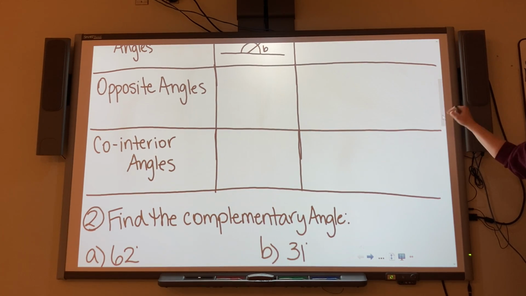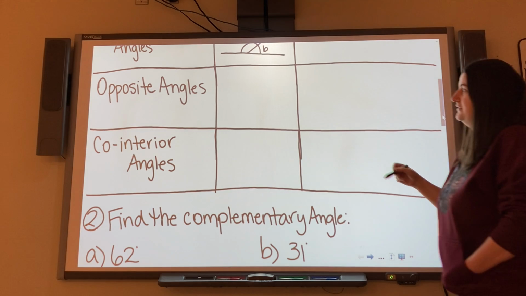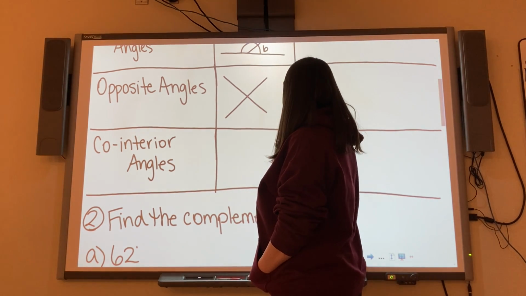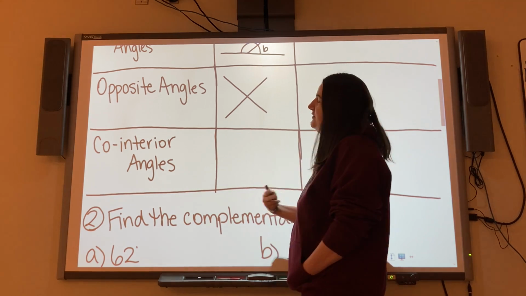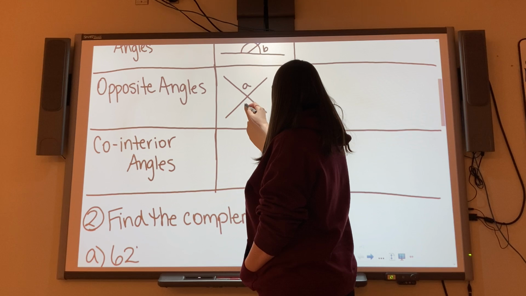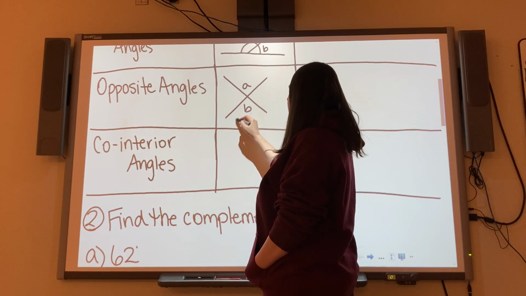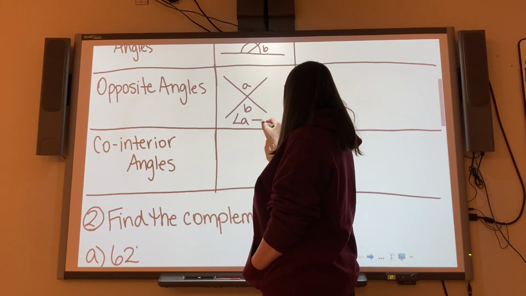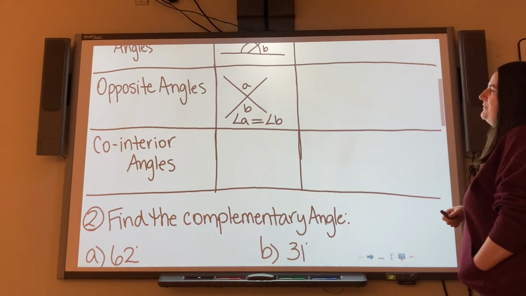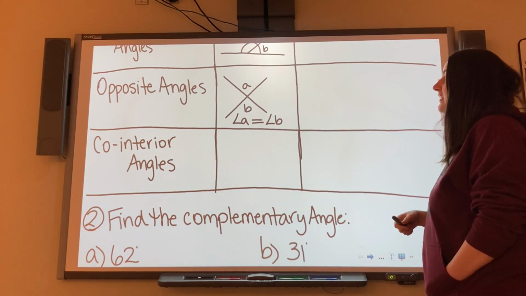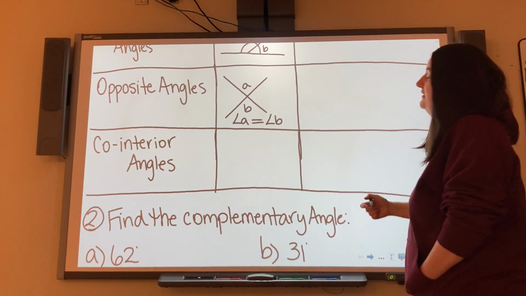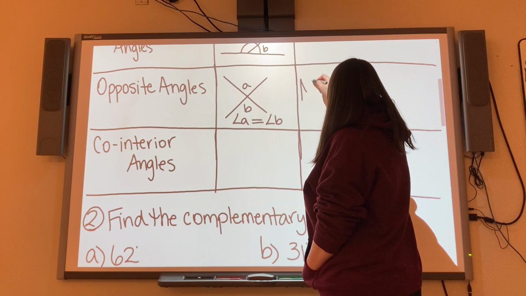are opposite angles. Opposite angles are directly across from each other. So, for example, this can be angle A, this can be angle B. Angle A is equal to angle B. They measure the same, so they don't add up to anything at all. Opposite angles are the same angle. They're the same measurement.